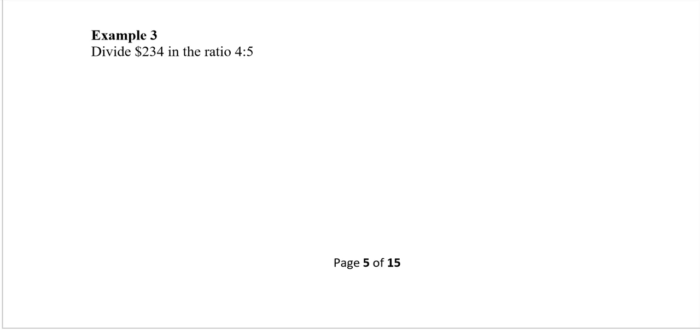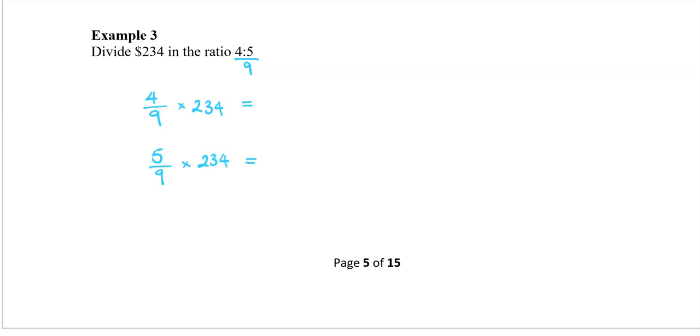So in question 3, we want to divide 234 in the ratio 4 to 5. So the first thing we do is we add together our two numbers to say that there is 9 parts in that ratio. Then we're going to make our fractions. The first person gets 4 out of the 9 parts, and we times that by 234. The second person gets 5 out of the 9 parts, and we times that by 234.